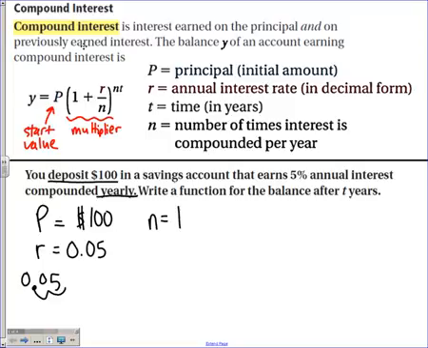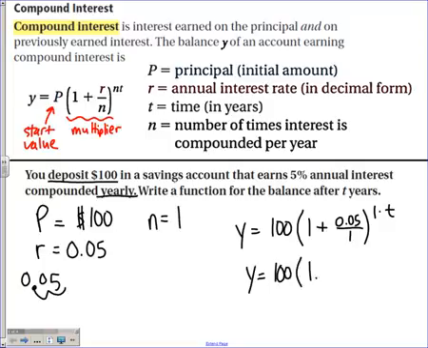So when we start plugging things into our equation, we get y equals our p-value, which is 100, times the quantity, so we put parentheses, 1 plus r over n. r is 0.05 over 1. All of that raised to the n times t power. n is 1, t stays as a variable. And if we do some simplifying, we would get y equals 100 times 1.05 raised to the t power. Here our starting value is 100, and our multiplier would be 1.05. So just a little bit of growth.